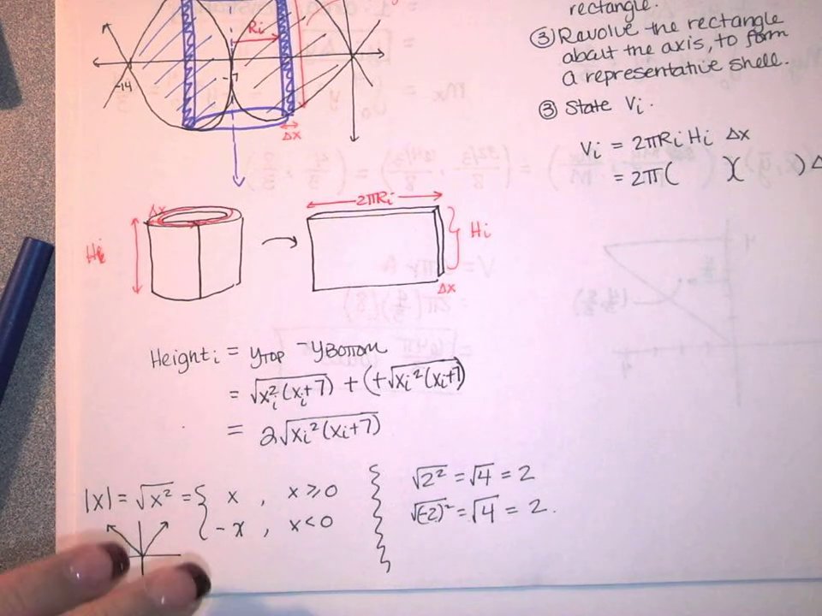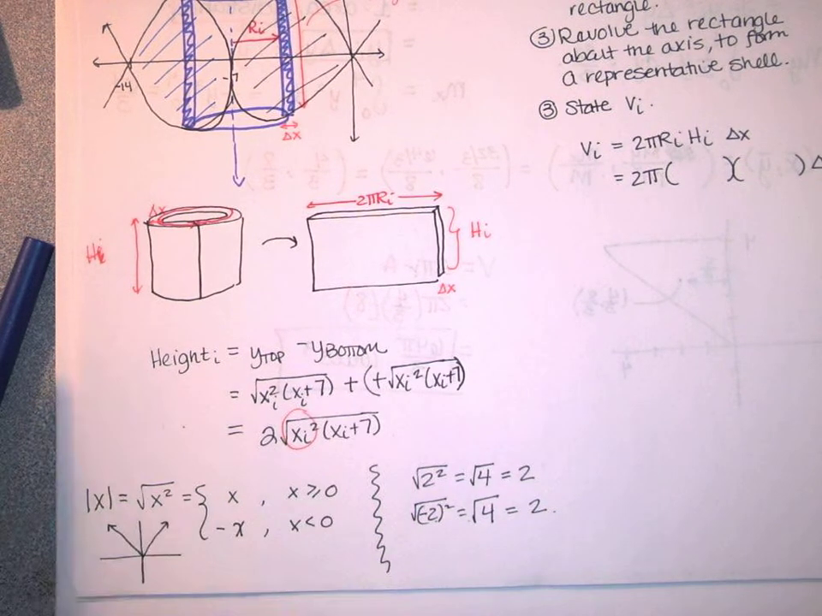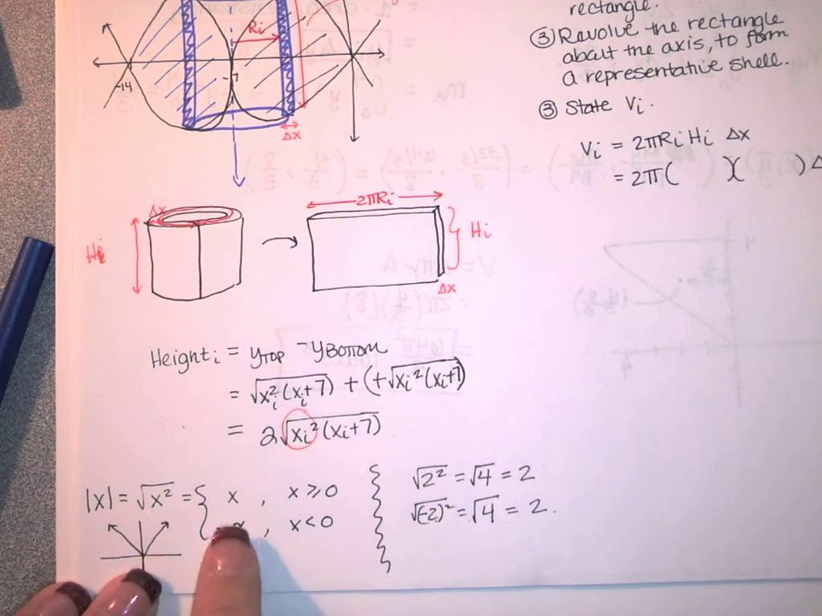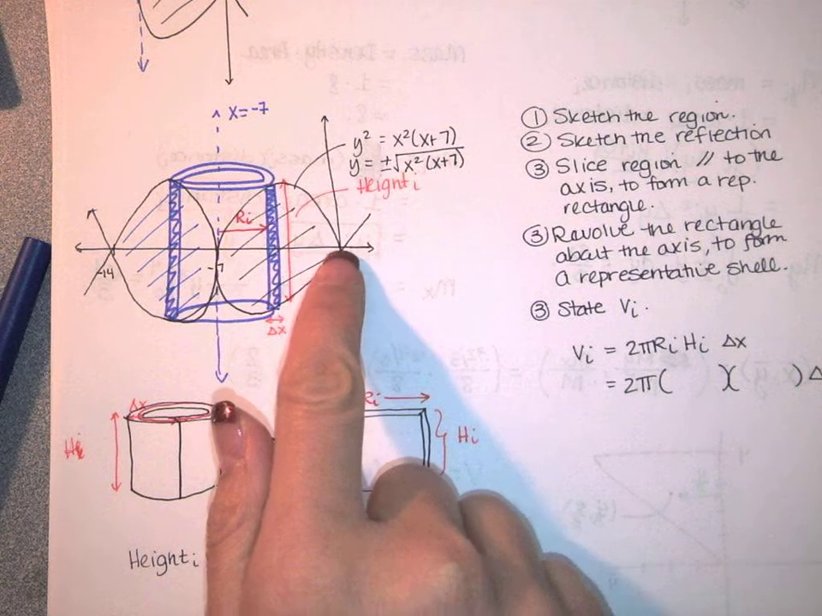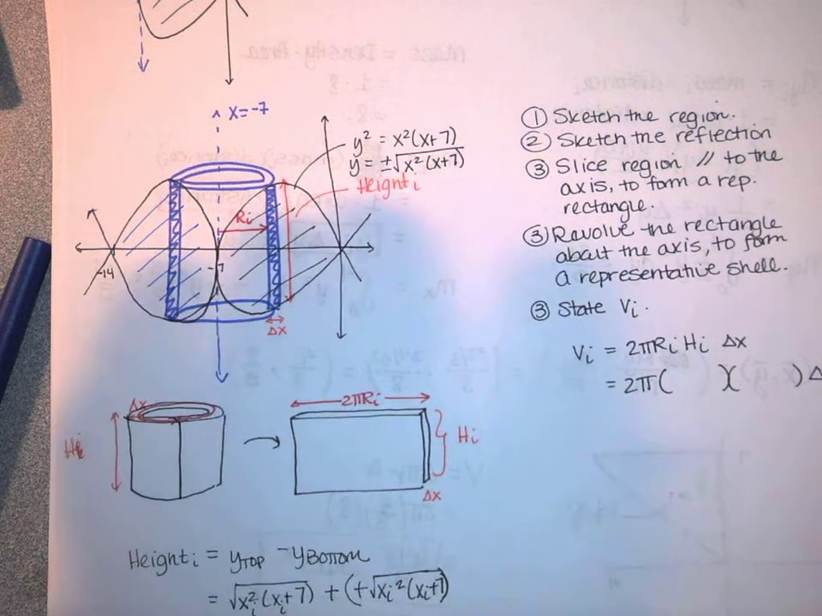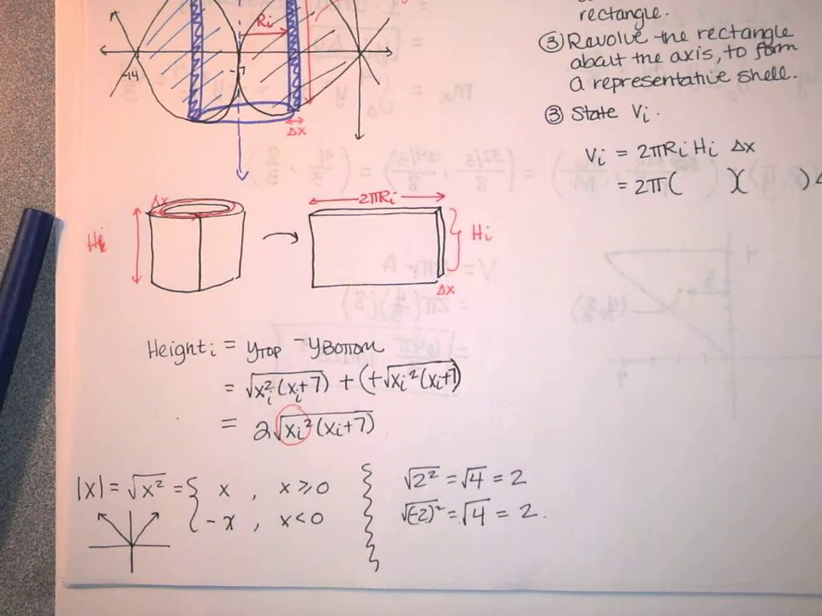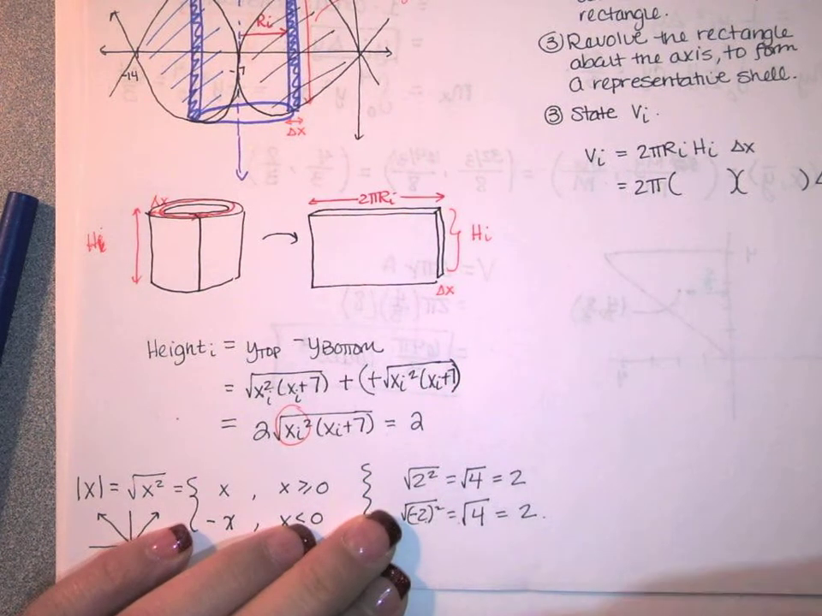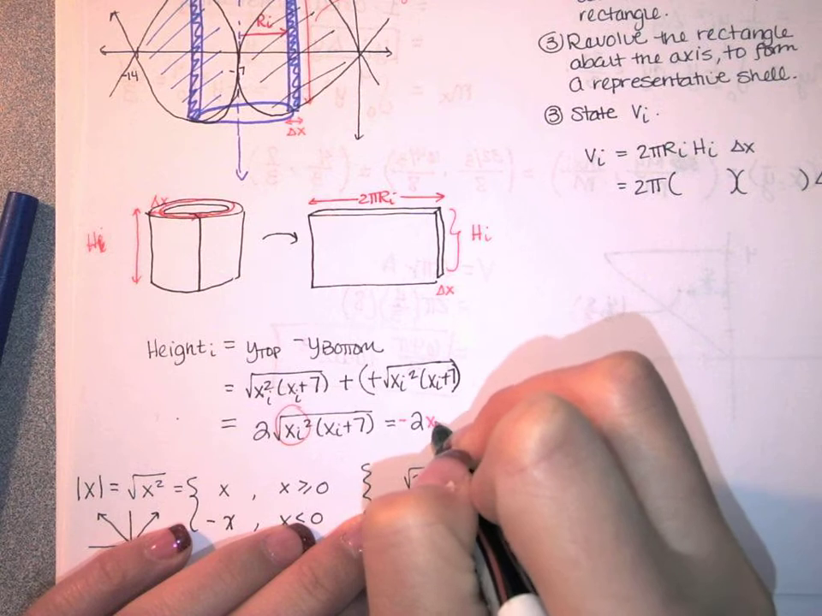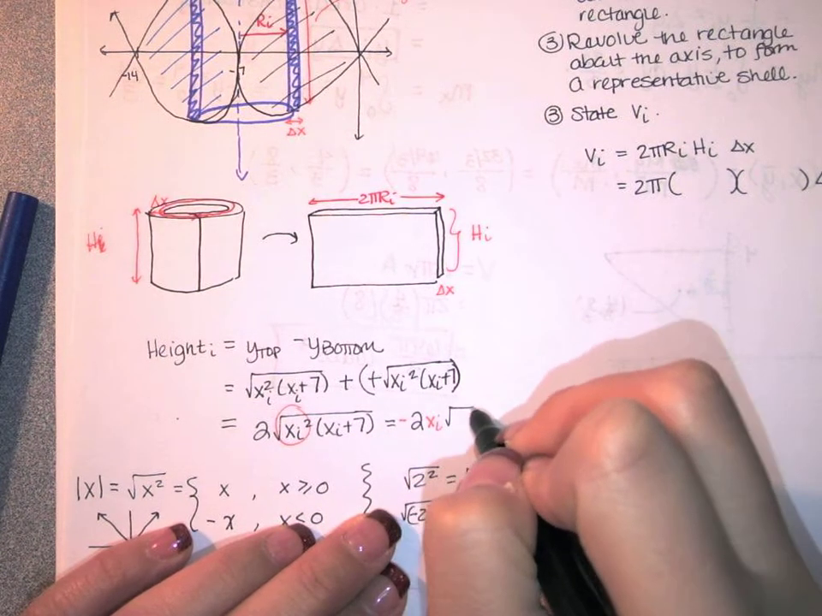So with that in mind, this square root of x squared here isn't x, because, look at our domain, x is negative between -7 and 0. So the square root of x squared can be replaced by negative x. That is a little tricky. And the square root of x plus 7 can't be simplified.